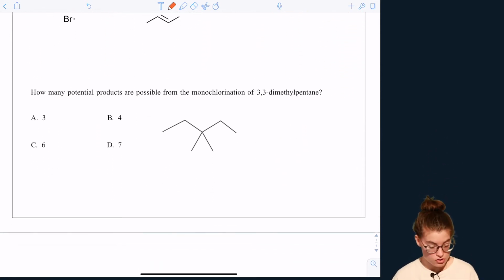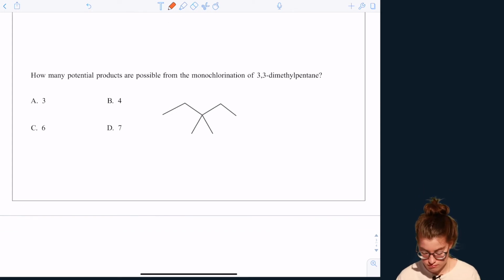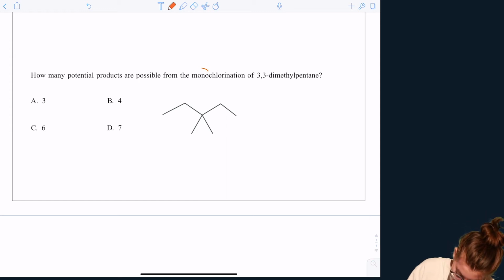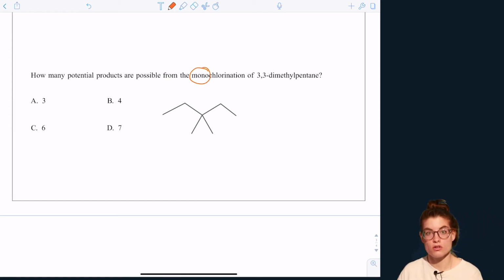Okay, so the next question is how many potential products are possible from the monochlorination of 3,3-dimethylpentane? So I've drawn 3,3-dimethylpentane here, which I assume you would do without looking at it. I forgot to erase it, but that's fine. Now, we can add 1 chlorine to this molecule through radical halogenation. The question is, where can it go?